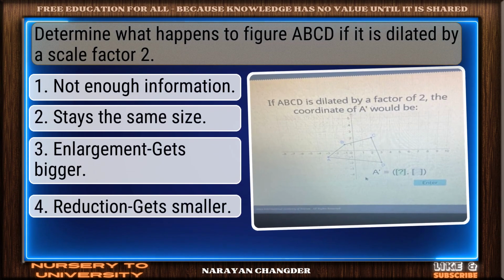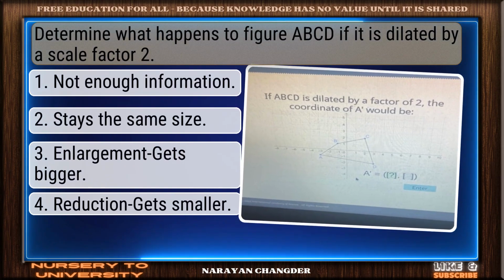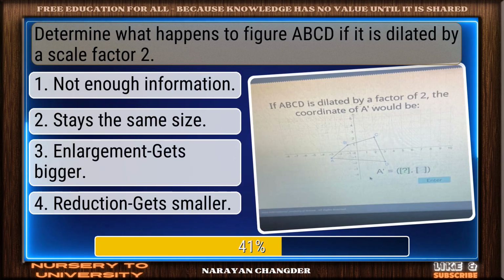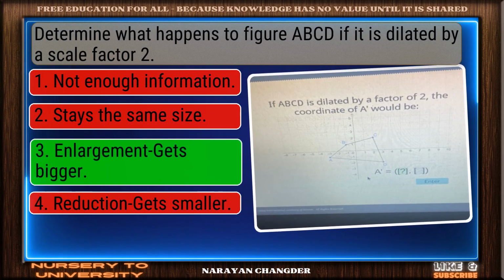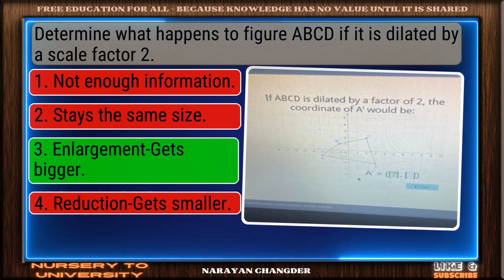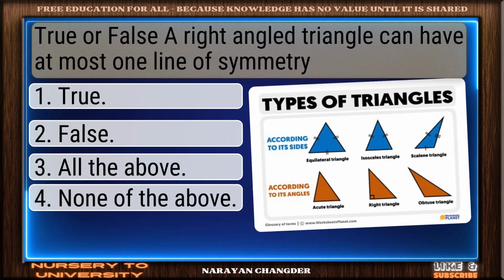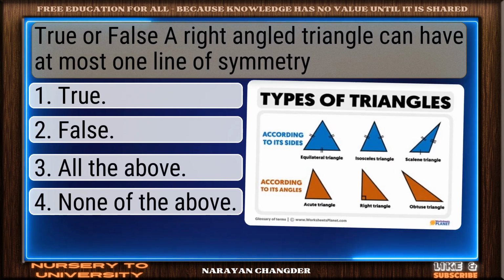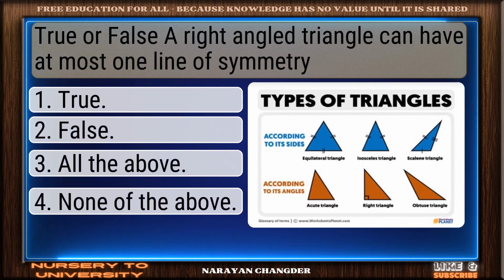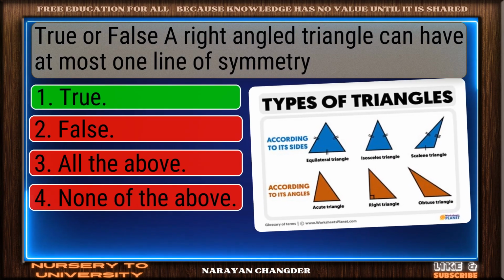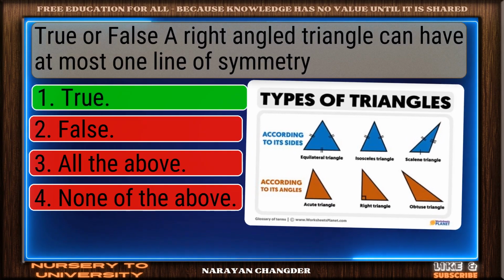Determine what happens to figure ABCD if it is dilated by a scale factor 2. Great thinking. Enlargement, gets bigger, is the right choice. True or false, a right-angled triangle can have at most one line of symmetry. Smart pick. True is the correct choice.